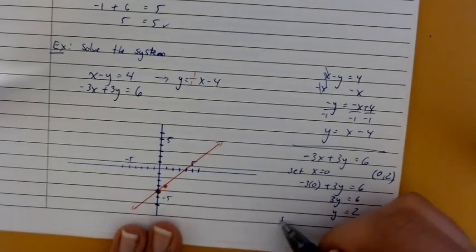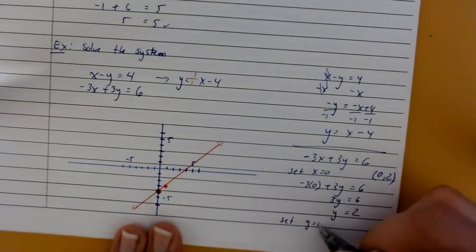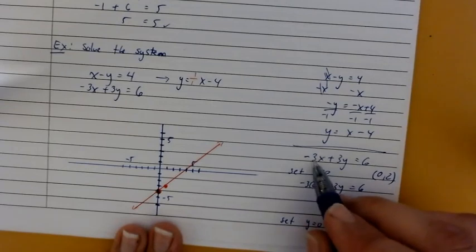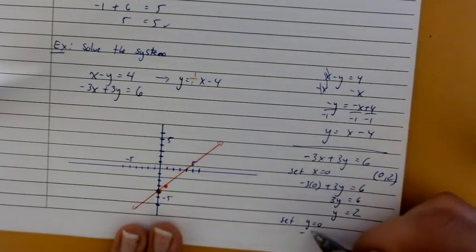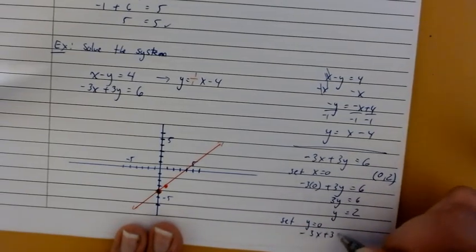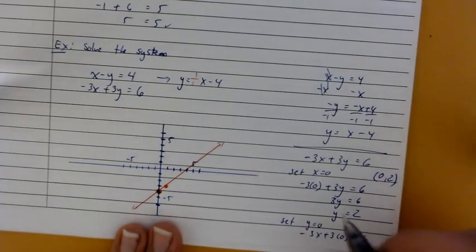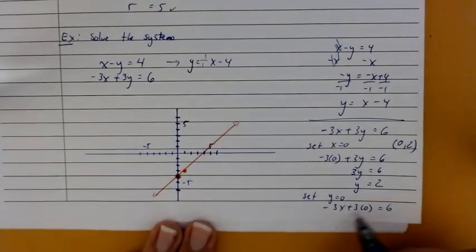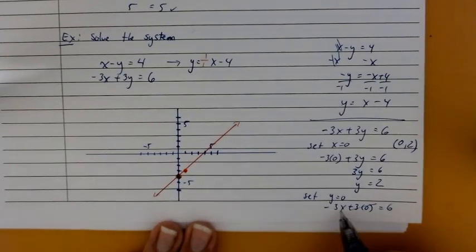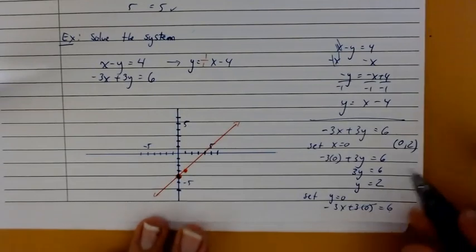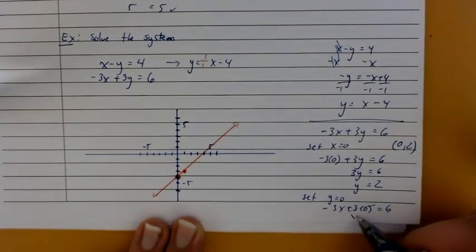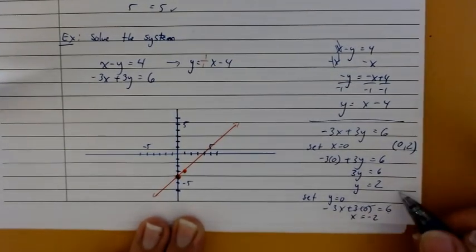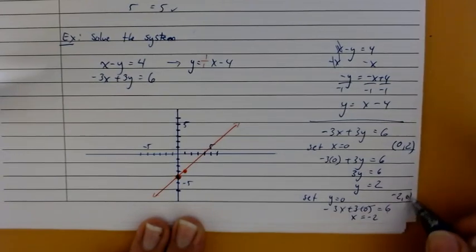And if I do that for the other side, if I set y equal to 0, well, that's going to give me negative 3x plus 3 times 0 equals 6. Of course, anything times 0 is 0, so we can get rid of this. And if we divide both sides by a negative 3, 6 divided by a negative 3, that's a negative 2. So we have a solution of negative 2 comma 0.